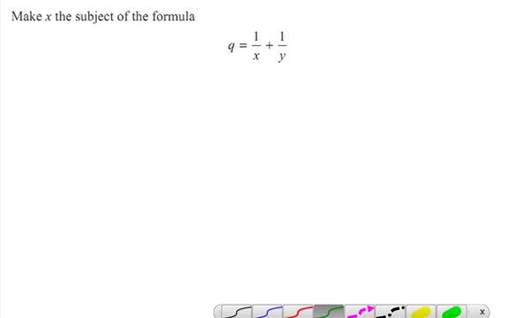Right. These get slightly harder as we go. Ooh, they certainly do. Okay, make x the subject of the formula. How are we going to do this? Good question. I had a couple of thoughts going through my head.